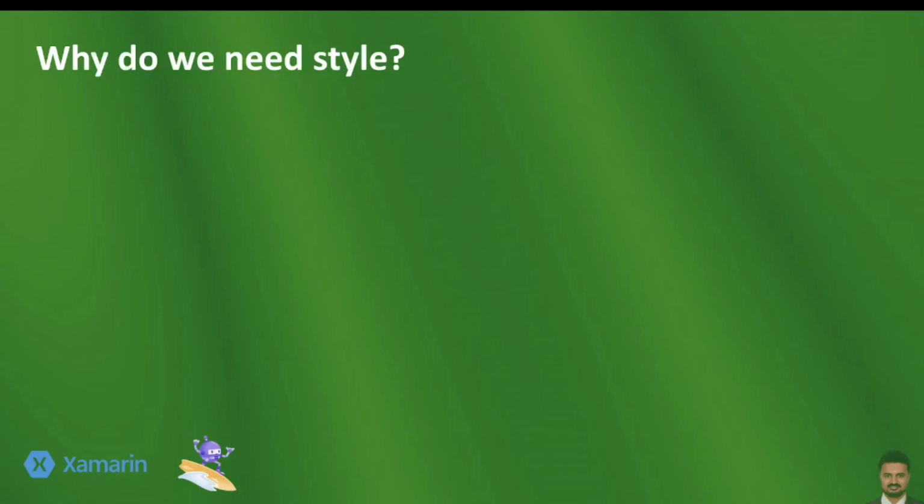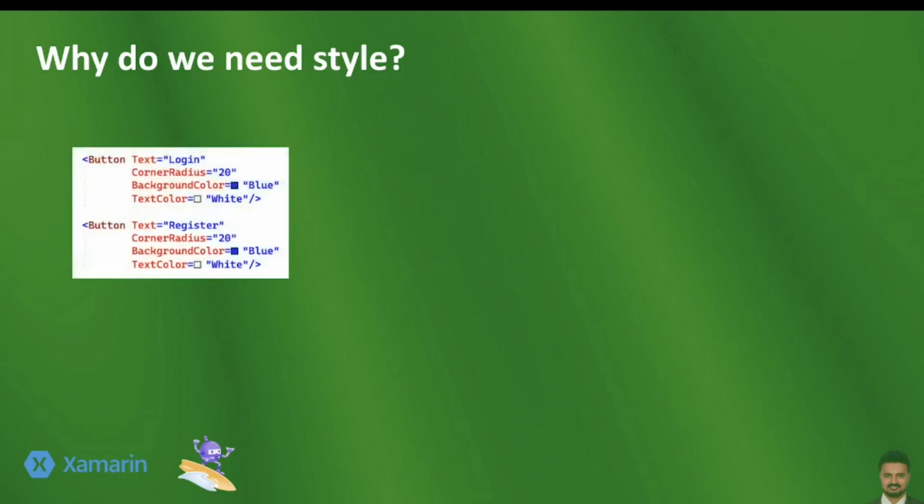So before actually going into implicit style and explicit style, let's learn what is style and why do we need it in the Xamarin.Forms or MAUI app. I will explain this with a simple example. In this code, you can see I have added two buttons. One is with the text of login and another one is with the text of register. Other than the text property, all other properties have the same value. You can see corner radius is 20 for the first button and it's the same for the second button as well, to get the same look in that particular page.